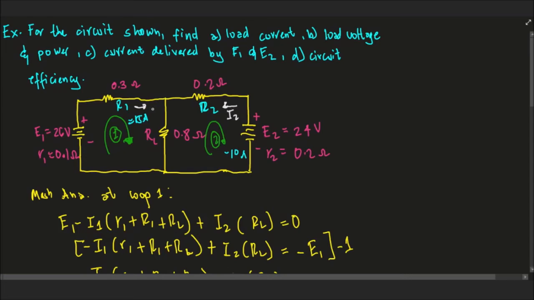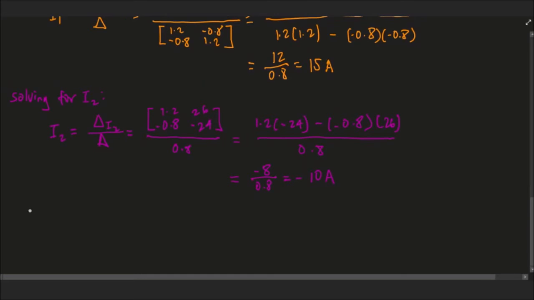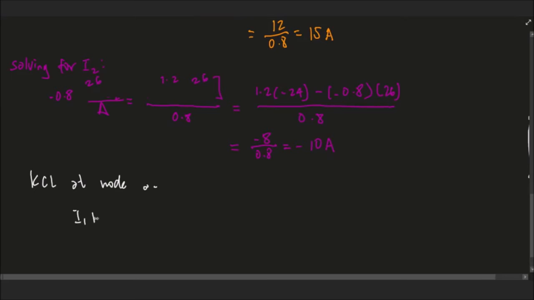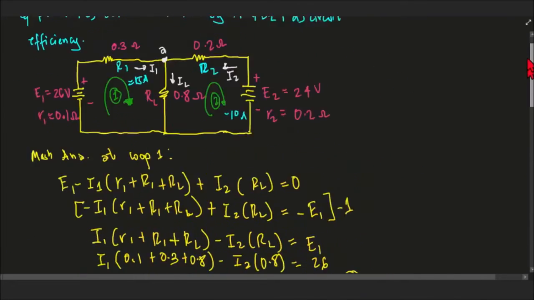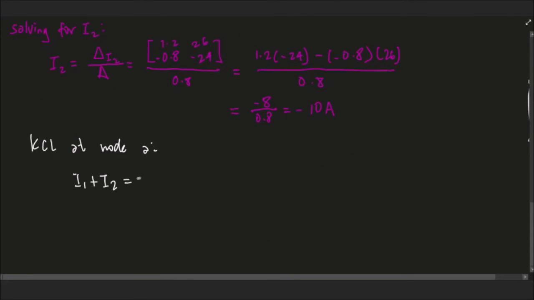For our I1, it is the same. So this is I1. Now if we are going to have a KCL at this junction, this is the load current, our IL. Maybe we'll call this node A or junction A. So KCL at node A: current entering is equal to current leaving the junction. Our current entering is I1 and I2, so I1 plus I2, and our leaving will be IL.